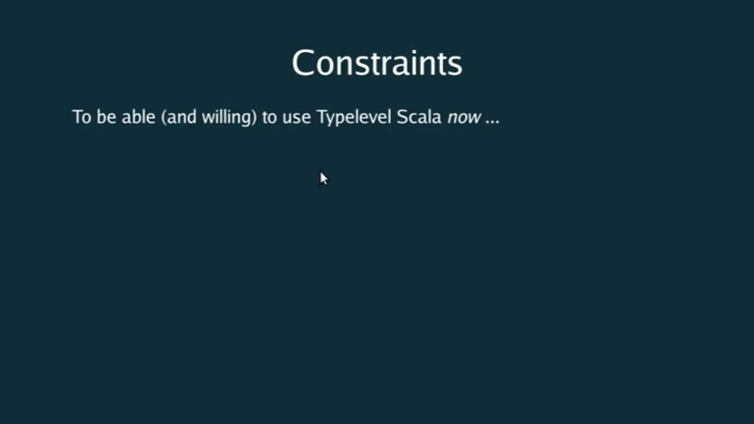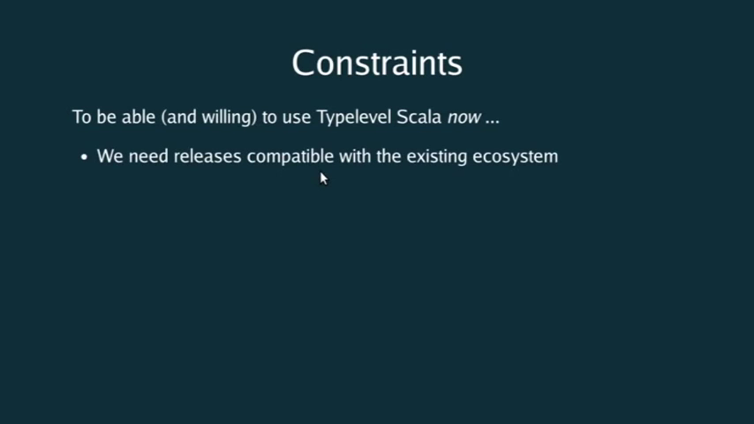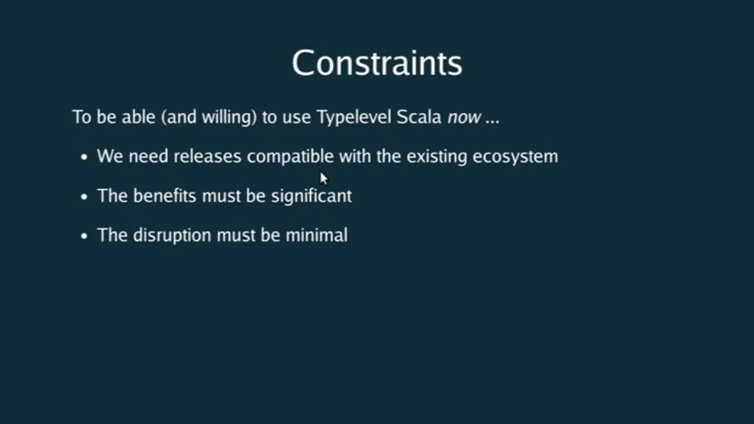So there is very definitely a motivation for doing that, but there are some constraints as well. Releases of Typelevel Scala have to be compatible with the existing ecosystem. You can't just rip up everything. You need to be able to use your existing binary dependencies without modification. There've got to be big benefits. Bill mentioned this in his talk in the morning. If you want to evolve stuff, there's got to be a win from it. And there should be minimal costs as well. So there's got to be a win, minimal costs.